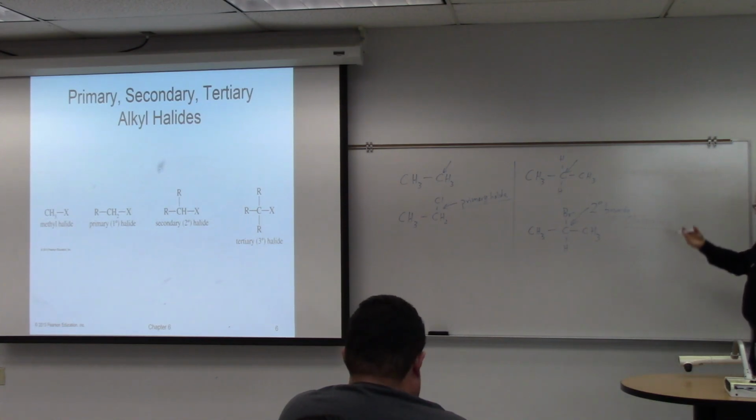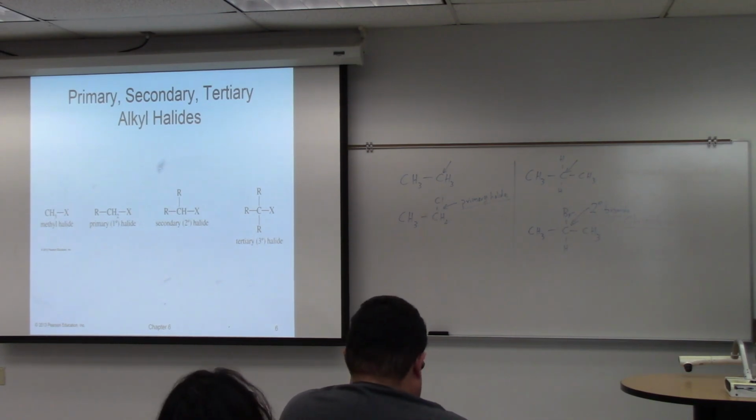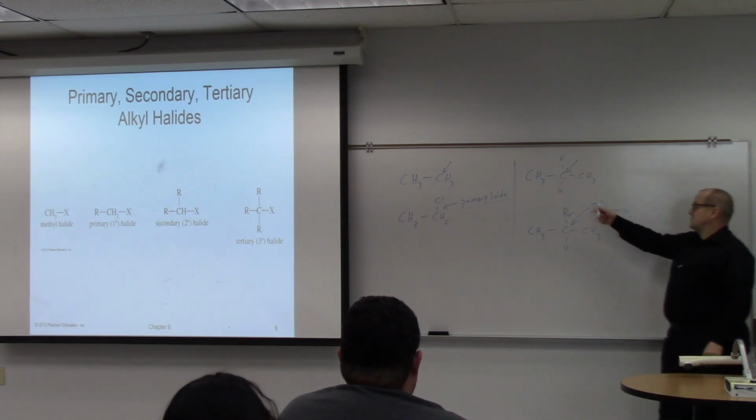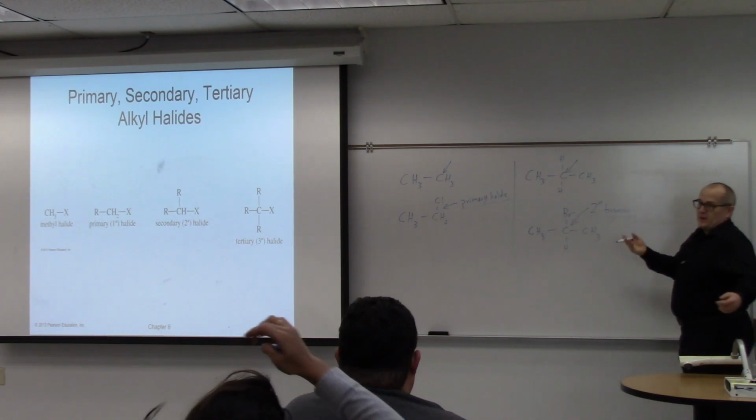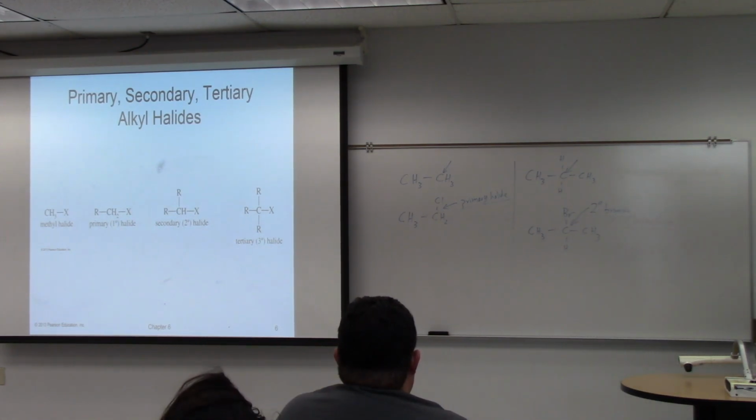Secondary bromide. Or if it was fluorine, secondary fluoride. Okay? So there are 2 carbons attached to it. That's how I do it. I look at the carbons that are attached to it. You can look at the hydrogens too, but you've got to be careful when you look at hydrogens.